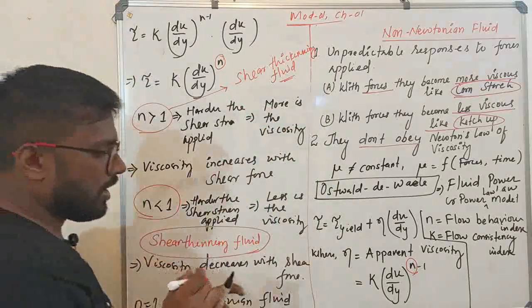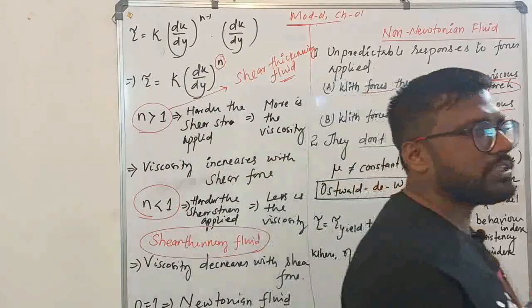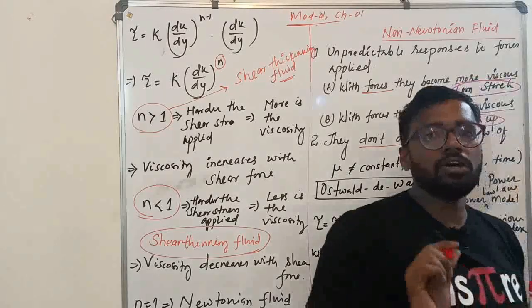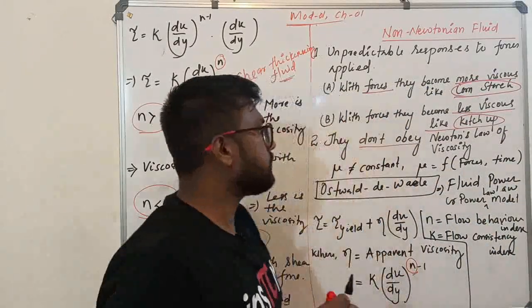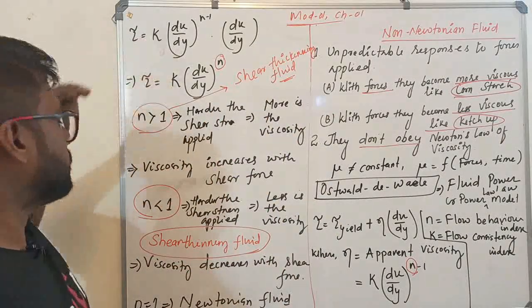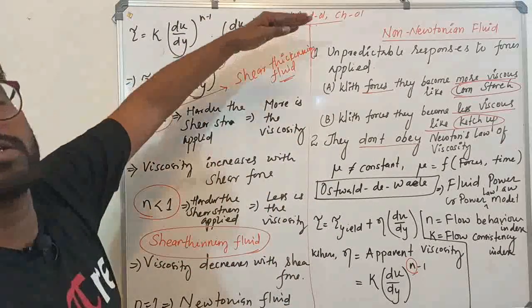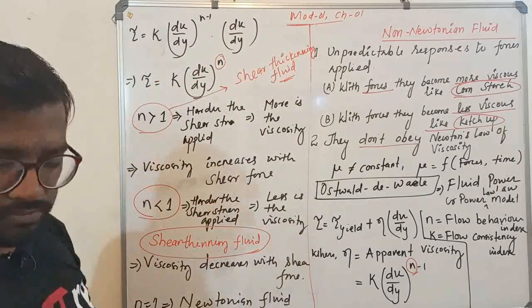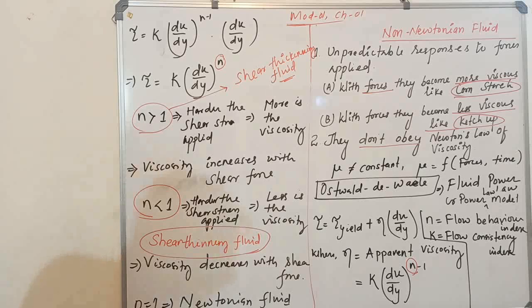Understood? So now, first we studied Newton's law, Newtonian fluid and non-Newtonian fluid. Then in non-Newtonian fluid, now we can do two kinds of fluid: shear thinning fluid and shear thickening fluid. Pause the video and note it down, so that the next topic will start, shear thinning and shear thickening fluid.